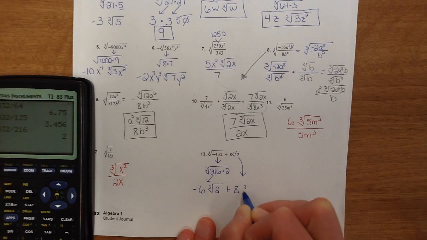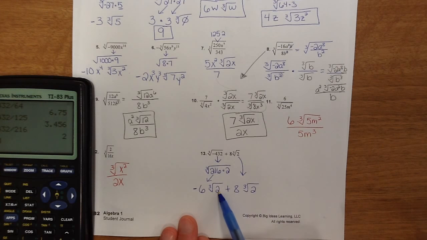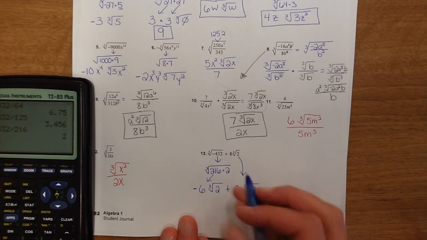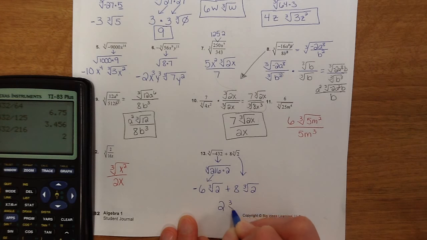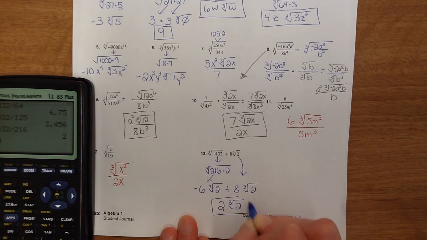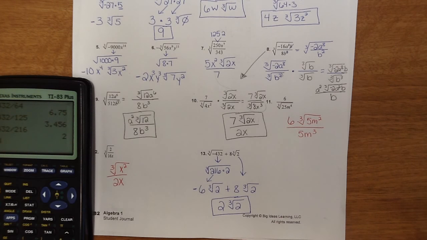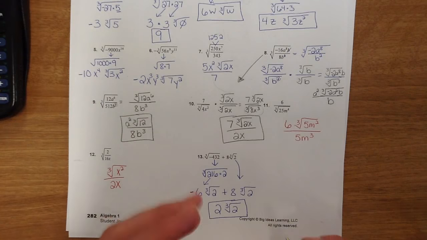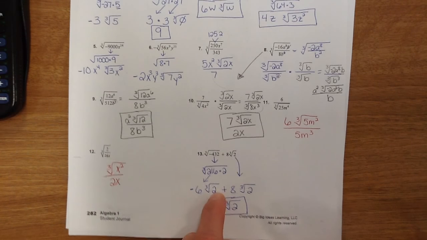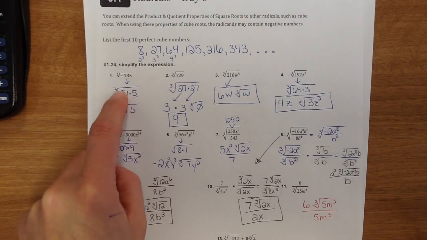So we've got 8 cube roots of 2. See how my radical piece is exactly the same, so now I'm just going to add my coefficients. Negative 6 plus 8 is 2 cube roots of 2, and that would be my final. So this is kind of a combination, obviously, of what we've done with square roots and now combining with how to break it down with cubes, okay?